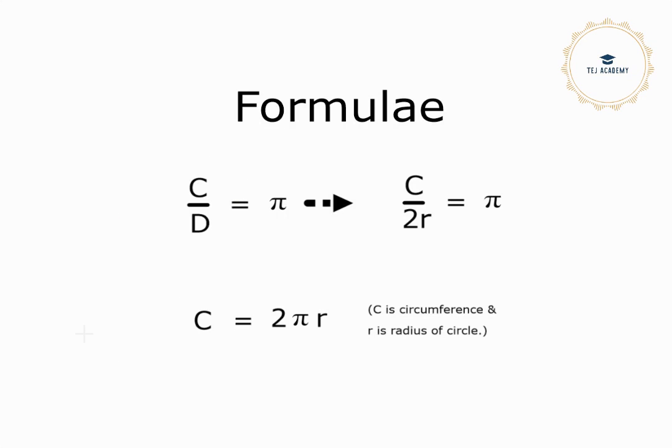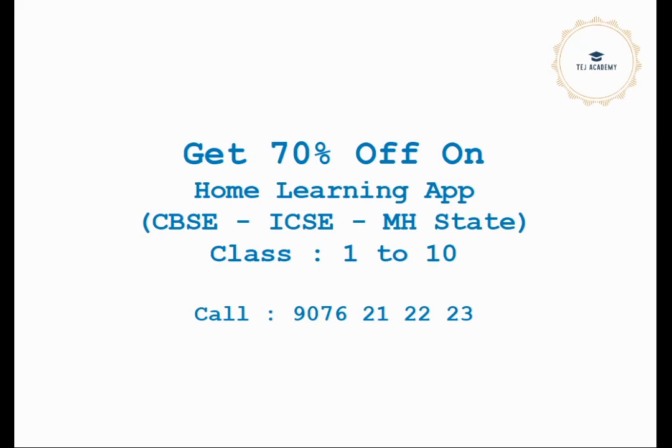Based on our earlier examples, observation, and calculation, here we can derive the formula for the circumference of a circle. We know that C upon D equals pi, which is the same as C upon 2r. 2r means twice the radius. I have replaced diameter with 2r, equal to pi. And if we cross multiply, we will get the formula for circumference, that is C equals 2 pi r, where C is the circumference and r is the radius.